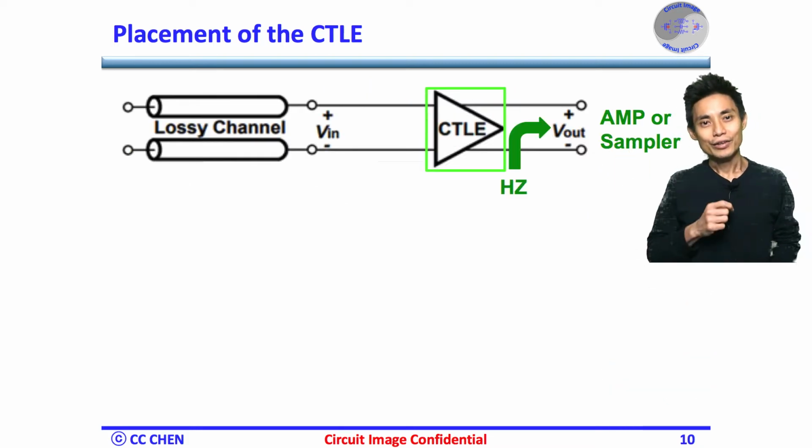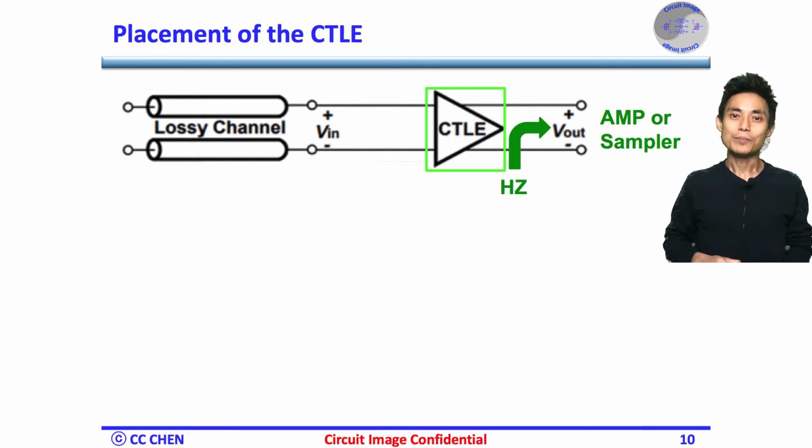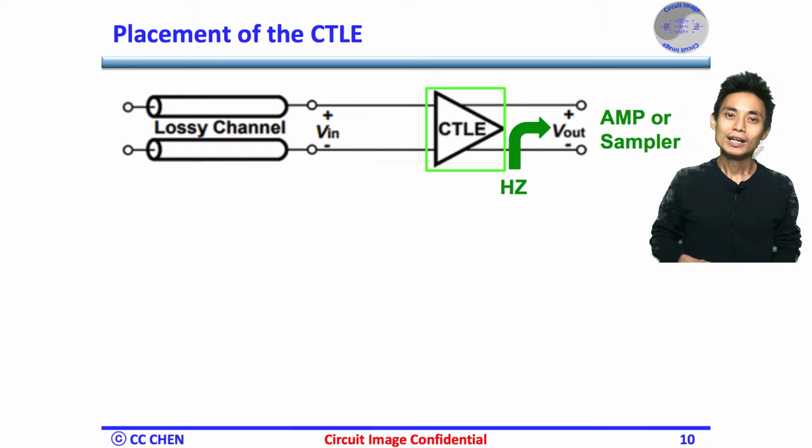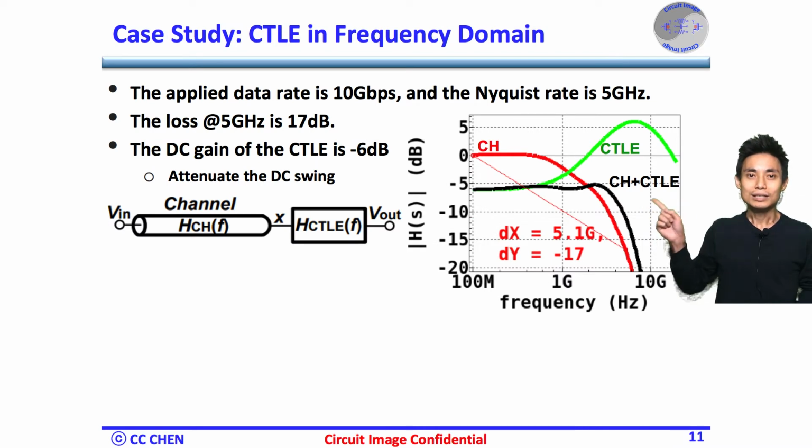Third, the CTLE at the receiver input is very power and energy efficient, since its output would be connected to either another amplifier or a sampler. For either one, the output impedance of the CTLE would be high, and the required current would be small to get a reasonable output swing. Let's look at the CTLE in the frequency domain as a case study.